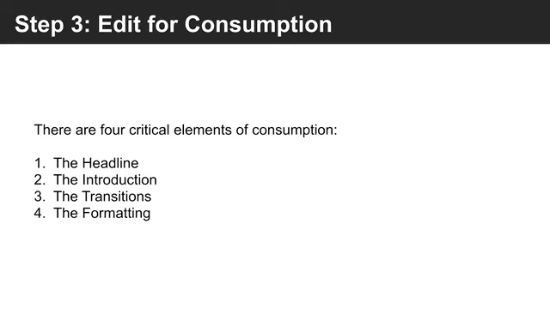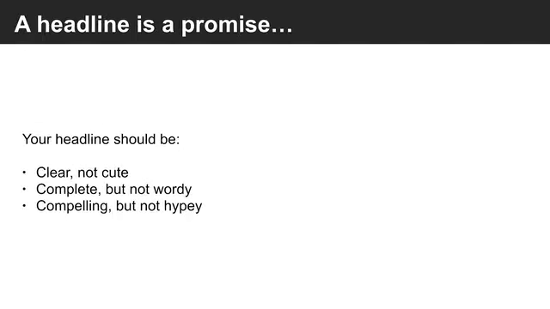So we're going to look at 4 critical elements that you must edit after you're done producing your piece. Whether you have a writer created or a videographer or you create it yourself, you want to run through and make sure the headline, the introduction, the transitions, and the formatting are edited for consumption.